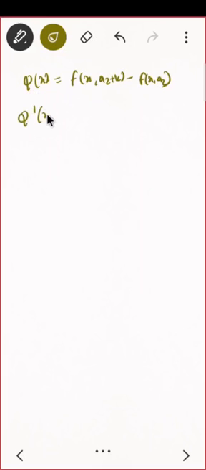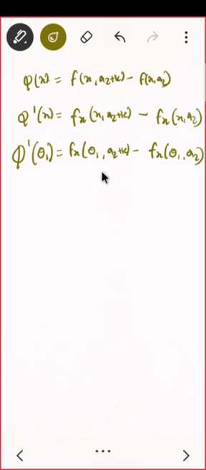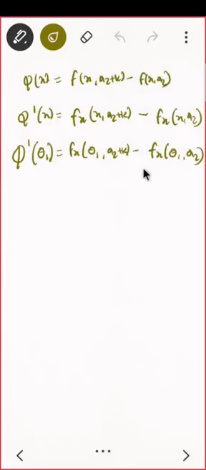Phi dash of x, let us first find it. So that will be the partial derivative fx of x comma e2 plus k minus fx of x comma e2. So what will be phi dash of theta 1? It will be fx of theta 1 comma e2 plus k minus fx of theta 1 comma e2. So this is what you have, phi dash of x. So you can put it here. That is g of hk. It will be phi dash into h, or the value of phi dash you have is this fx minus this.